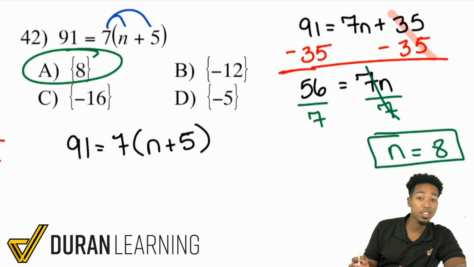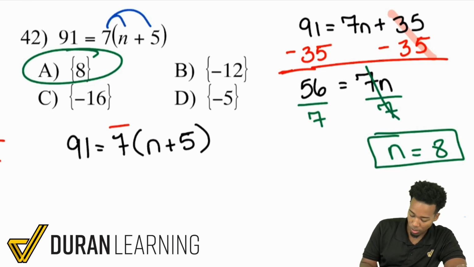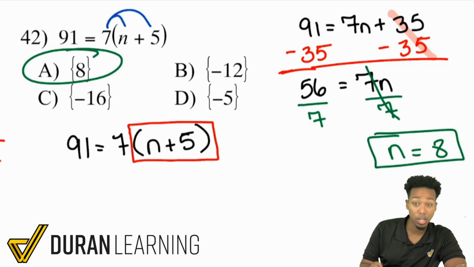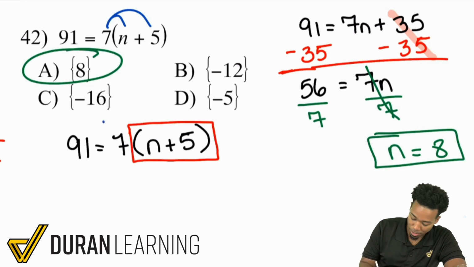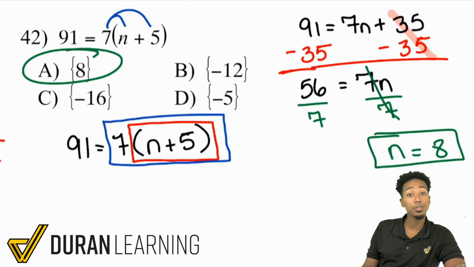So another way that you can think about this is like this. The only thing that you have on the right side is this: a parentheses, so basically a group, the entirety of n plus 5. And then you have 7 being multiplied by that entire parentheses. So what can I do?